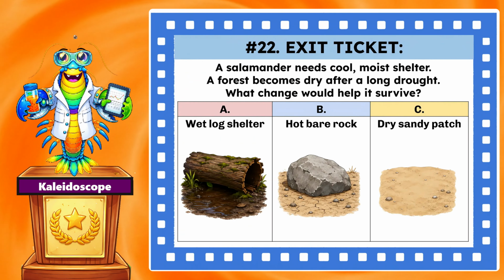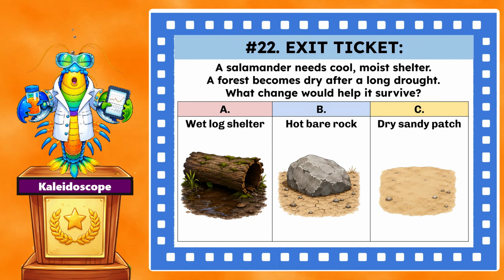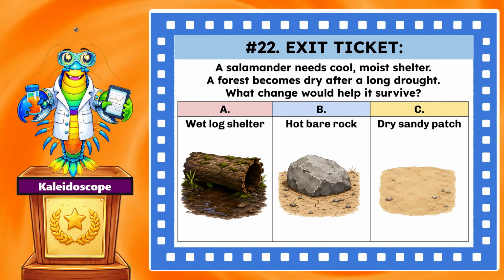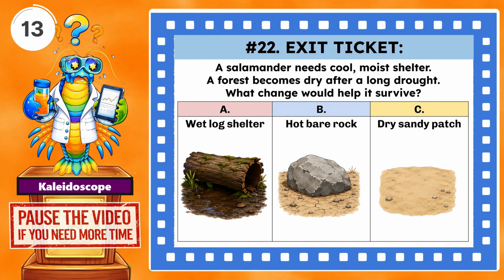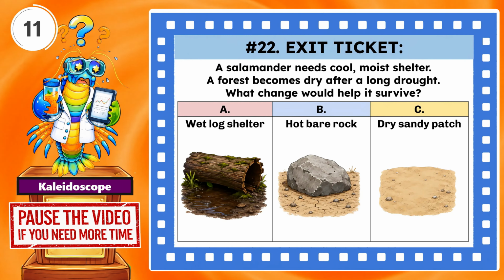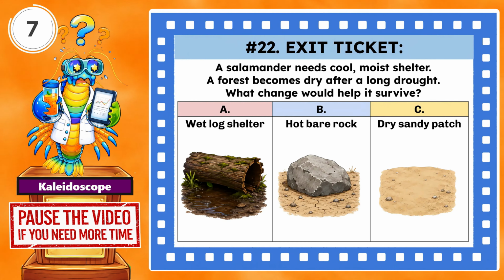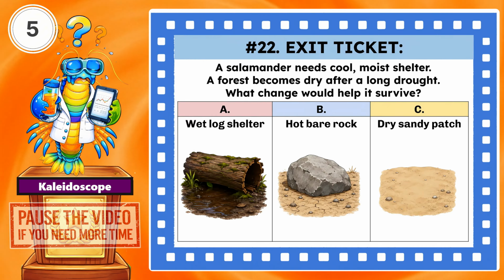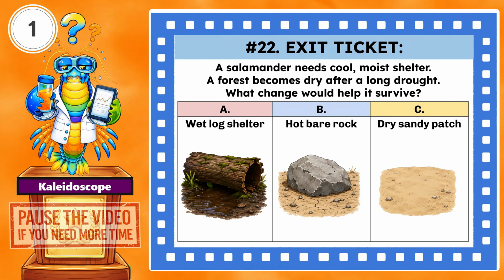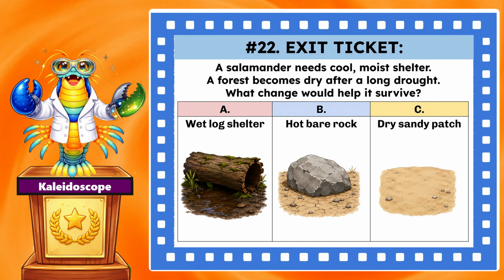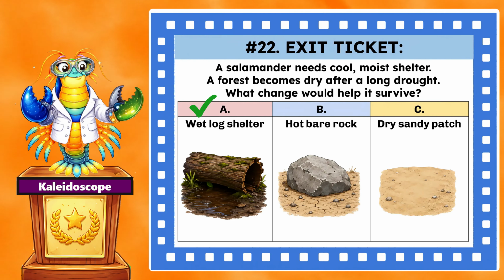A salamander needs cool, moist shelter. A forest becomes dry after a long drought. What change would help it survive? And the correct answer is letter A, wet log shelter.